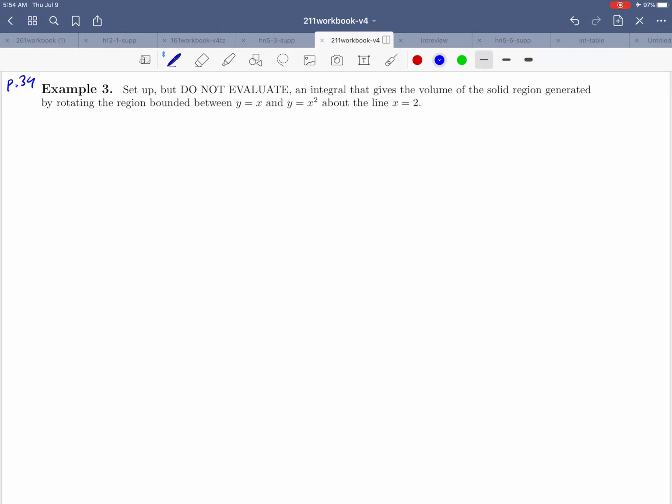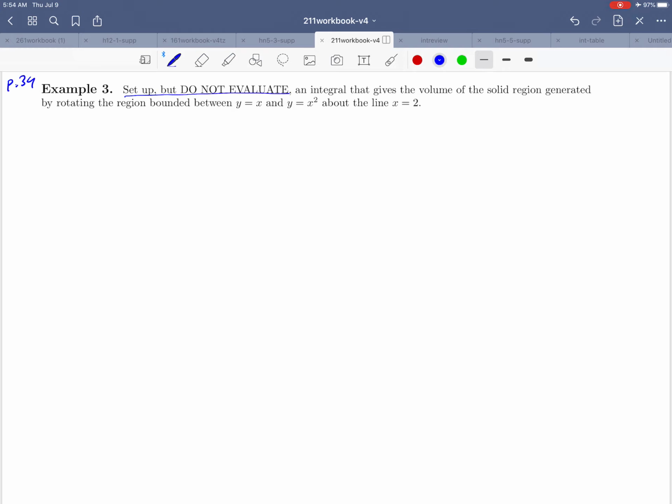Okay, so they would like us to set up but not evaluate an integral that gives the volume of the solid region generated by rotating the region bounded by y equals x and y equals x squared about the line x equals 2. Okay, so notice the instructions here. Set up but do not evaluate.